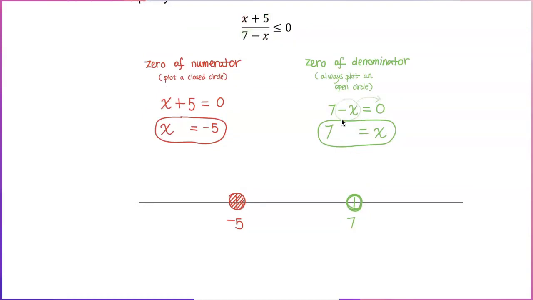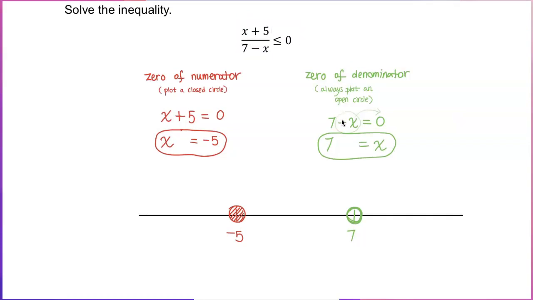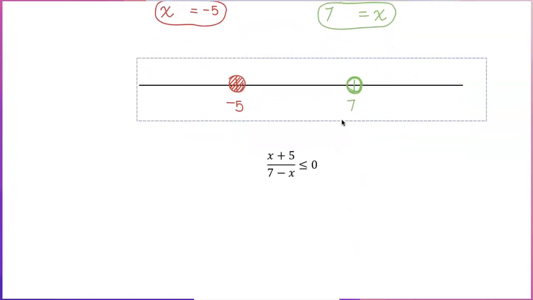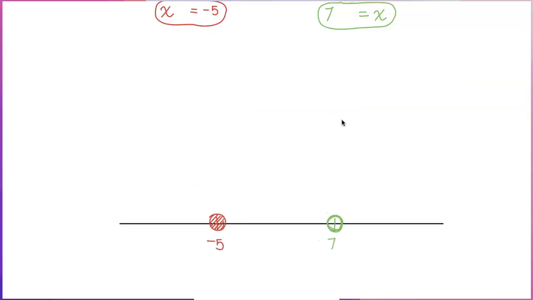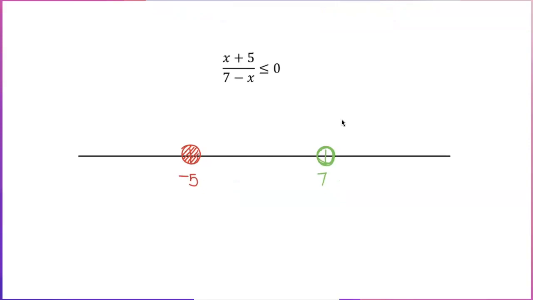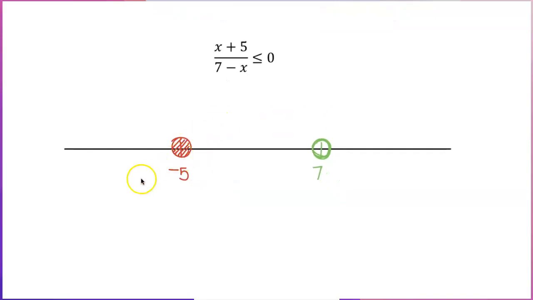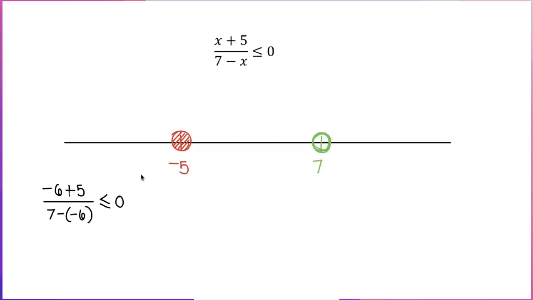So I'm going to copy this down. Move this work down here. And I'm going to do some plugging in now. So let's pick a number that is to the left of -5, a number that is smaller than -5. I'm going to use -6. So plug -6 into this inequality. I'm going to have (-6 + 5)/(7 - (-6)), and I want to know if that is less than or equal to 0.